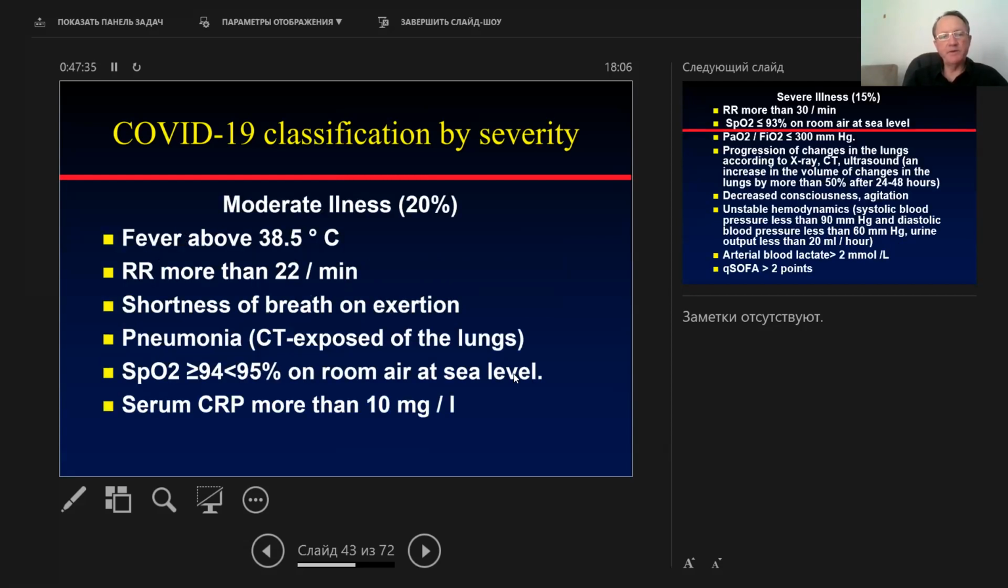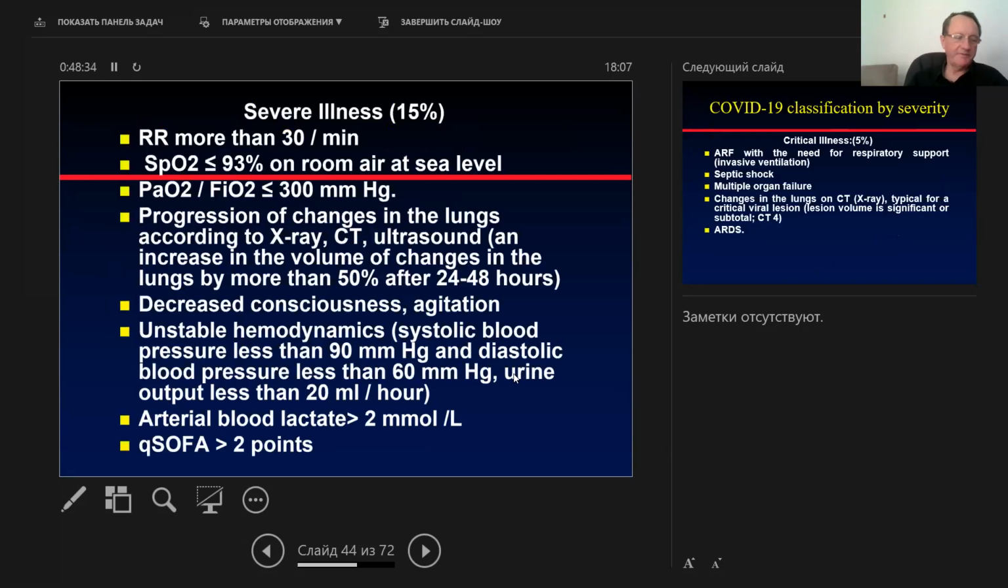In case of moderate illness: fever above 38.5 degrees Celsius, respiratory rate more than 22 per minute, shortness of breath on exertion, pneumonia confirmed by CT scan of the lung, and oxygen saturation less than 95 but more than or equal to 94 on room air at sea level, and serum CRP, C-reactive protein, more than 10 milligrams per liter. It's moderate illness, and such patients in most cases should be hospitalized in the infection department.